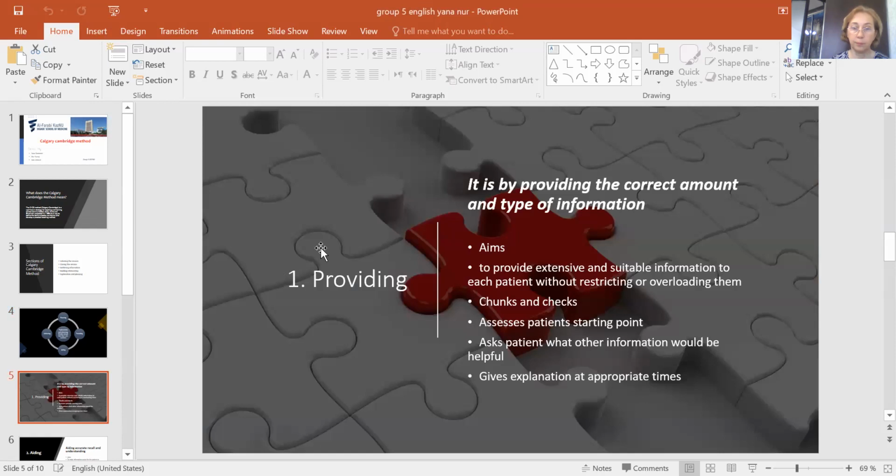So, providing means providing the correct amount and type of information, which is a very important point. The aim is to provide extensive and suitable information to each patient without restricting or overloading them, using chunks, assessing the patient's starting point, and asking the patient what other information would be helpful, and of course giving explanation at the appropriate time.